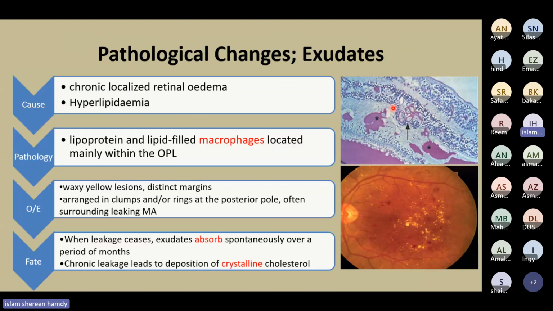The drusen, as we will see later on, is present beneath the retinal pigment epithelium. The hard exudate is present within the inner retina, but superficial or higher than the retinal pigment epithelium. So if this is the retinal pigment epithelium, the drusen will be underneath the retinal pigment epithelium here, while the hard exudate is within the retina itself.